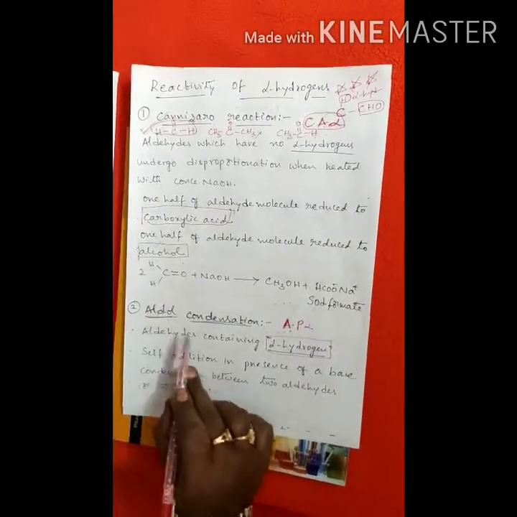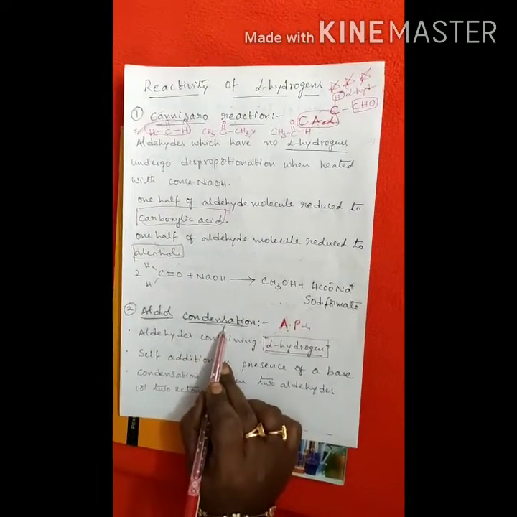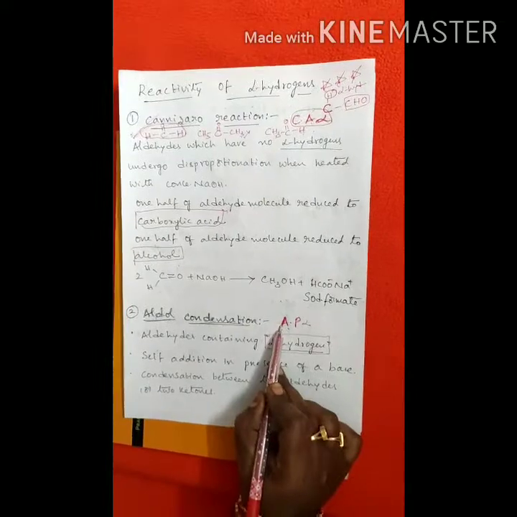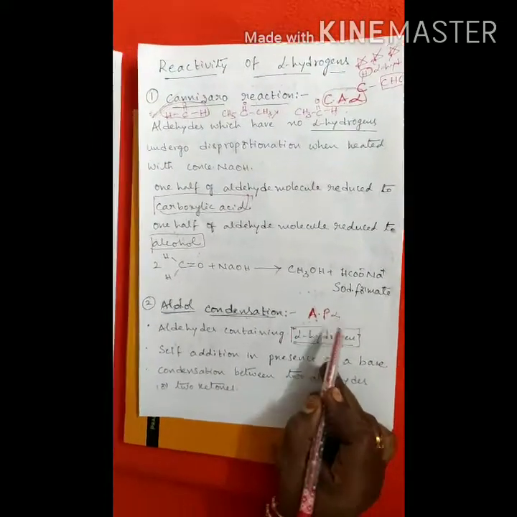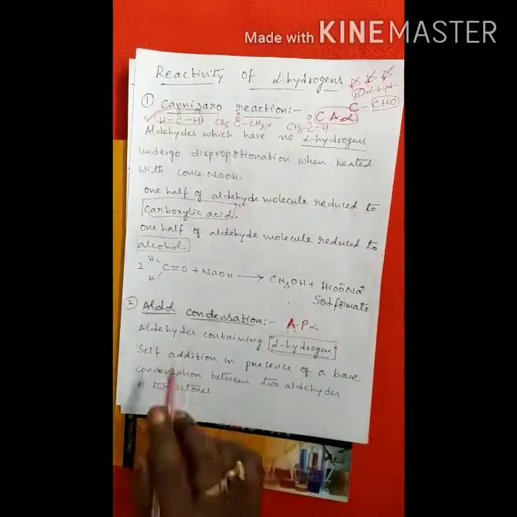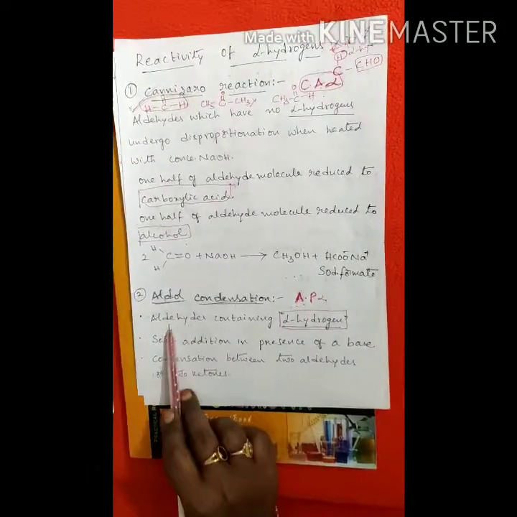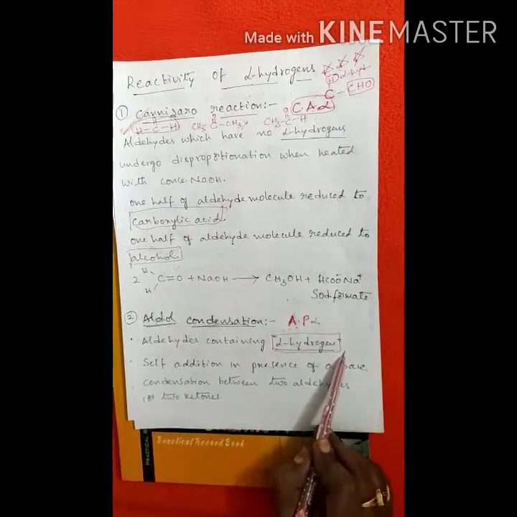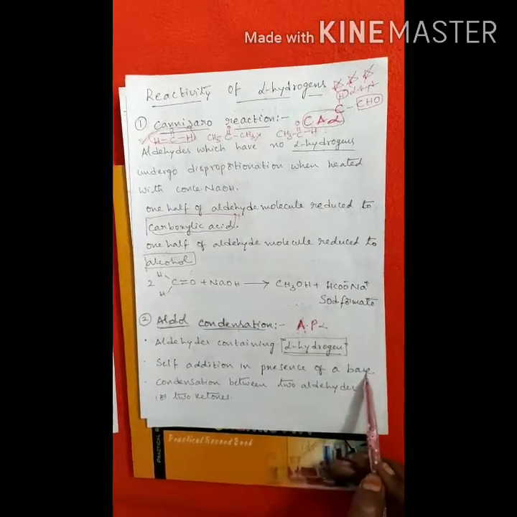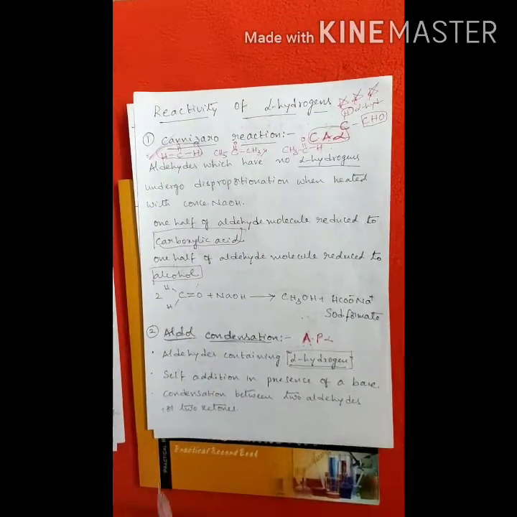And another reaction is aldol condensation. Aldol condensation means AP alpha. Aldol takes place in the presence of alpha hydrogen. Here the reaction takes place between aldehydes containing alpha hydrogen. The first condition is alpha hydrogen, and the second one is the presence of a base. Condensation between two aldehydes or two ketones.